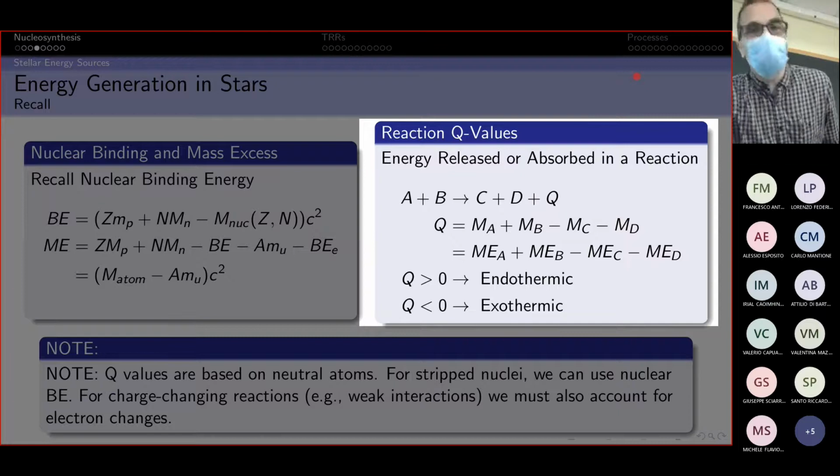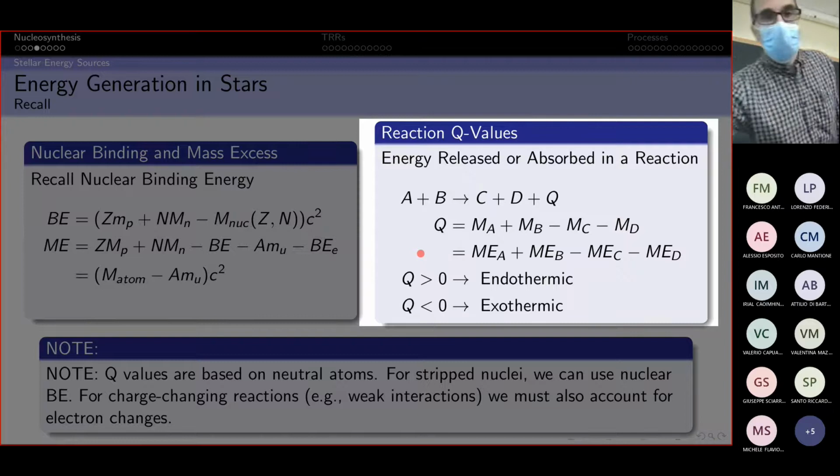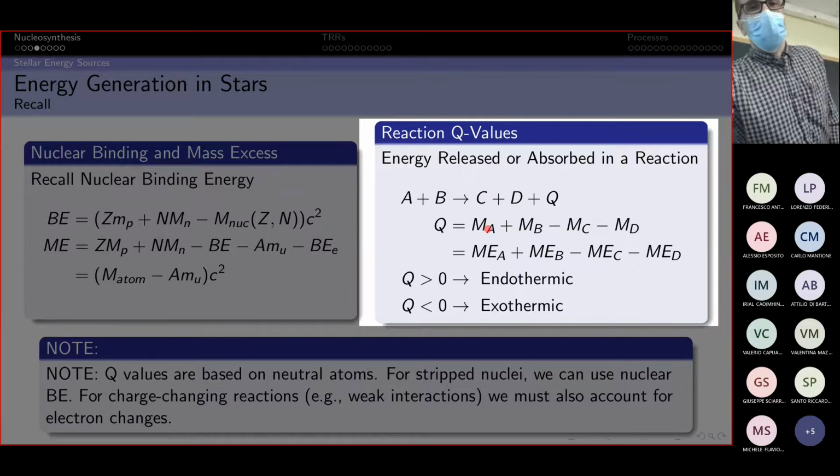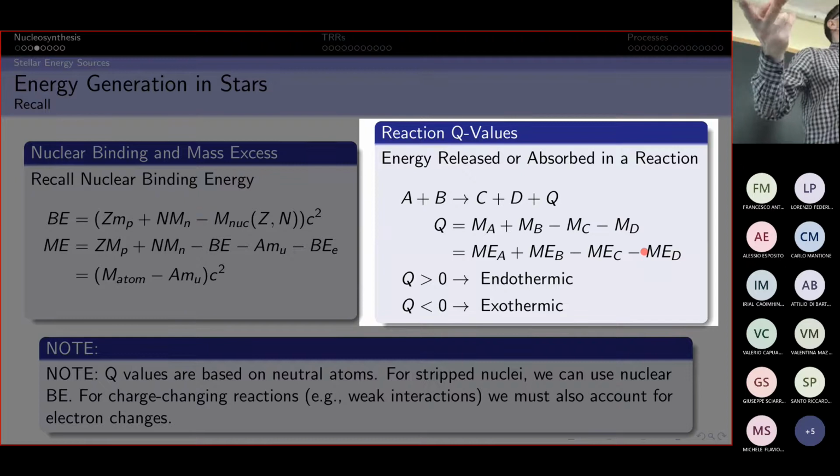How do we figure out this Q value? How do we figure out how much energy is released in a reaction? Well, we subtract the masses, right? Or we can subtract the mass excesses. Or we can subtract the binding energy and make it negative, because the mass excess is directly proportional to the binding energy, but negative. So if a reaction has a positive Q value, it releases energy. It's exo.